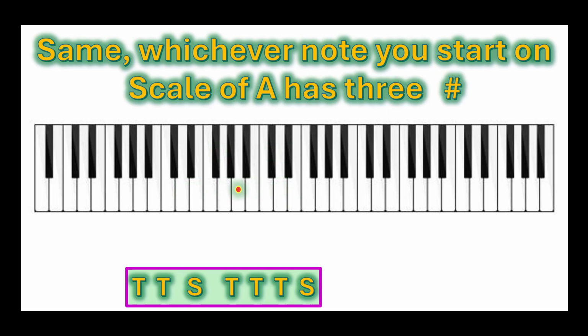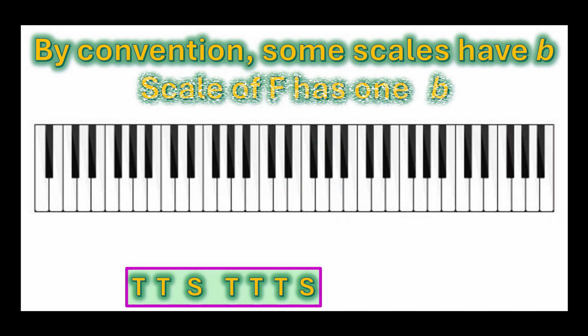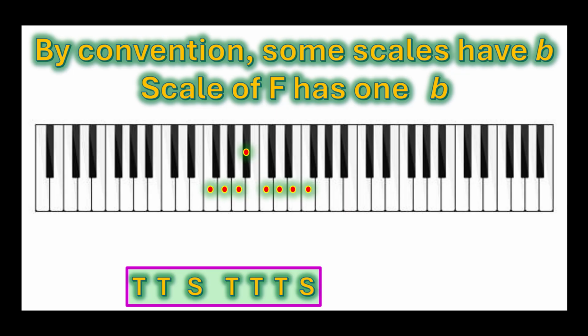The scale of A has 3 sharps. Try it out. Use those gaps and see if you can play the scale of A with a C sharp, an F sharp and a G sharp in it. Some scales, like for instance F, have a black note in them that we conventionally call a flat. F, G, A. And the next note, you could call it A sharp, but we tend to call it B flat for complicated reasons. So the scale of F has one flat.